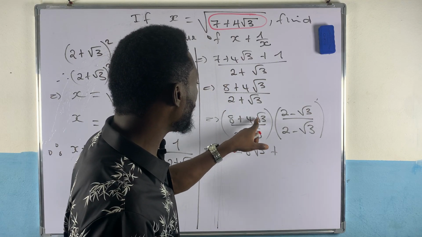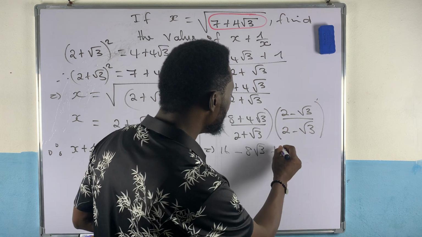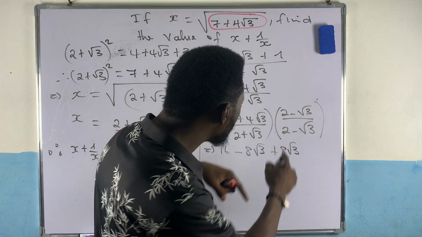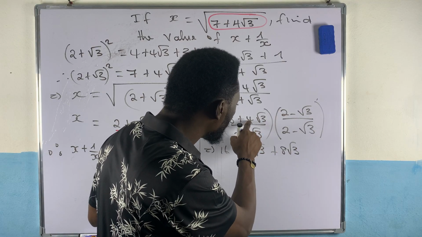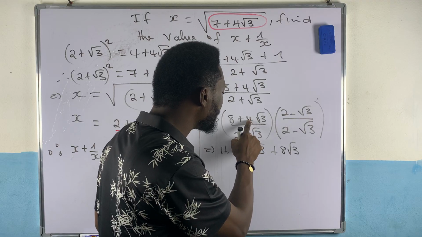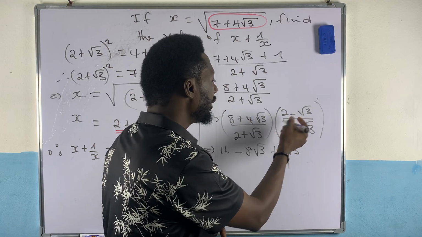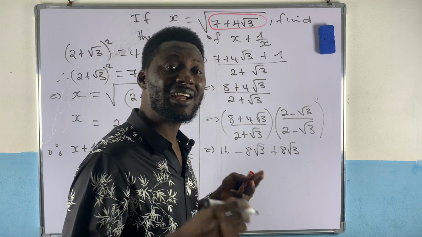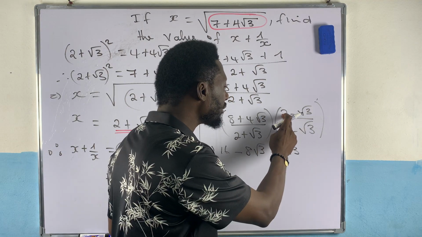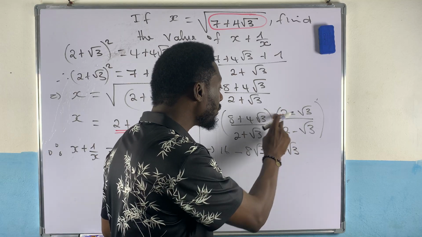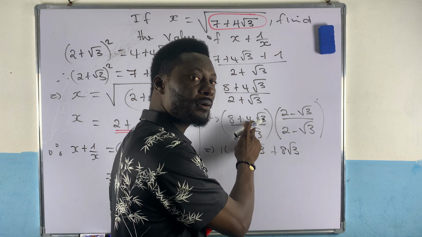Plus 4 multiplied by 2 will give me 8 root 3. Because the 4 is multiplied, this 2 is multiplying by the value in front. 2 is just a number, 4 is also a number. So 2 multiplies the 4, which is 8 root 3. You cannot take this 2 and multiply inside this root 3 because they are not the same. 2 is not a surd, but root 3 is a surd. That is why the 2 multiplies only the 4.